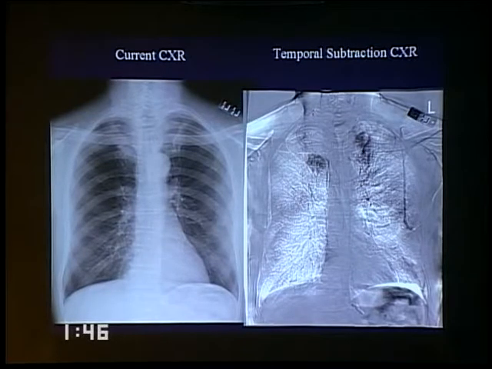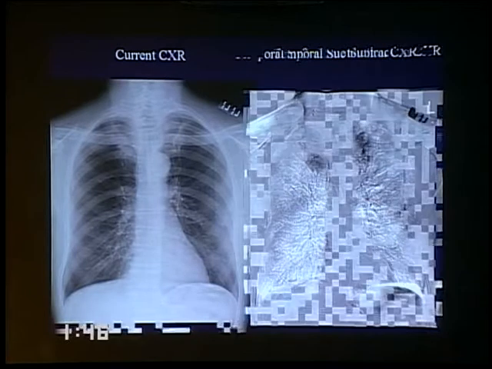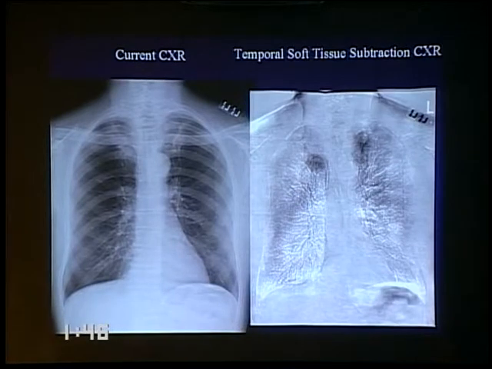On the other hand, since we had an energy subtraction on both exams, what if we combine them and just subtract those soft tissue images without the bones? And now it looks even cleaner, and now we just have got these big opacities that are the new lesions and relatively little artifact now from the bones.